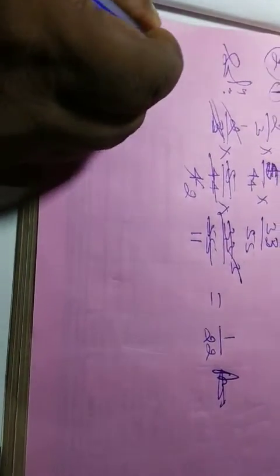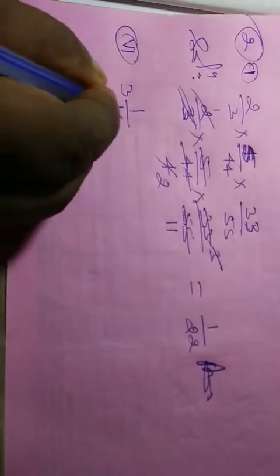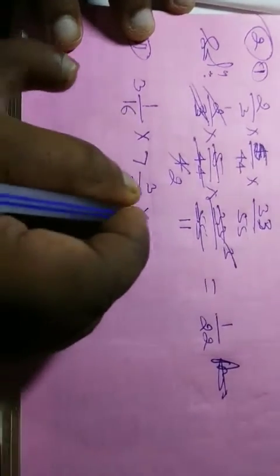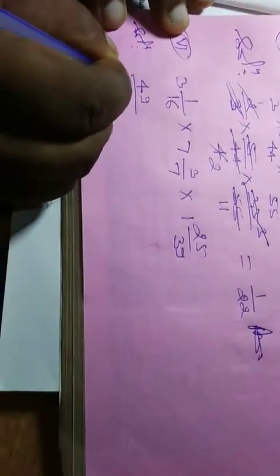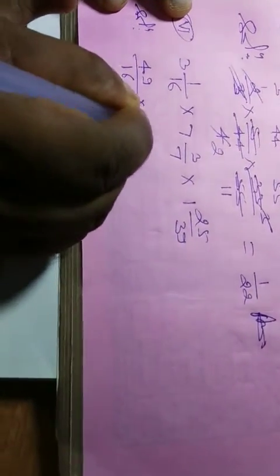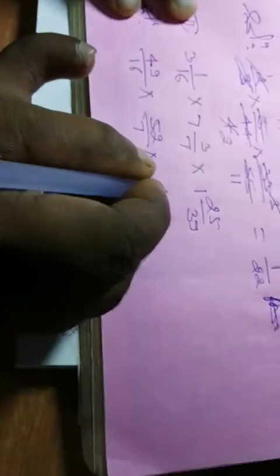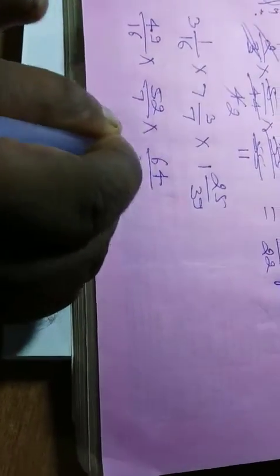Question number 6: 3 whole 1 by 16 into 7 whole 3 by 7 into 1 whole 25 by 39. Solution: 16 3s are 48, 49 by 16. 7 7s are 49, 3, 52 by 7. 39 39, 9 plus 5 is 14 and 1, 32 5 1 6, 64 by 39.